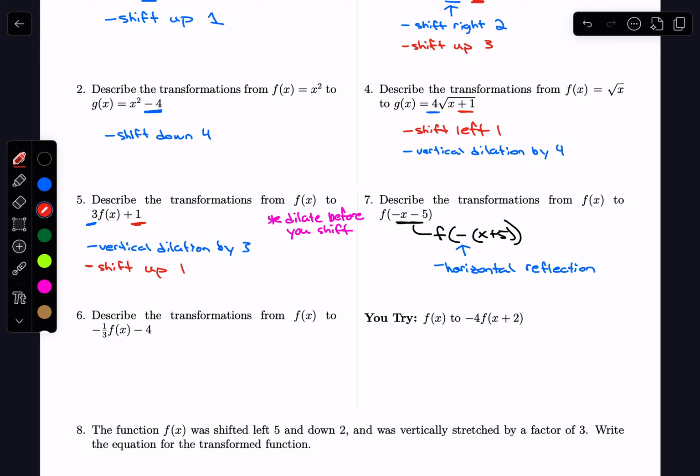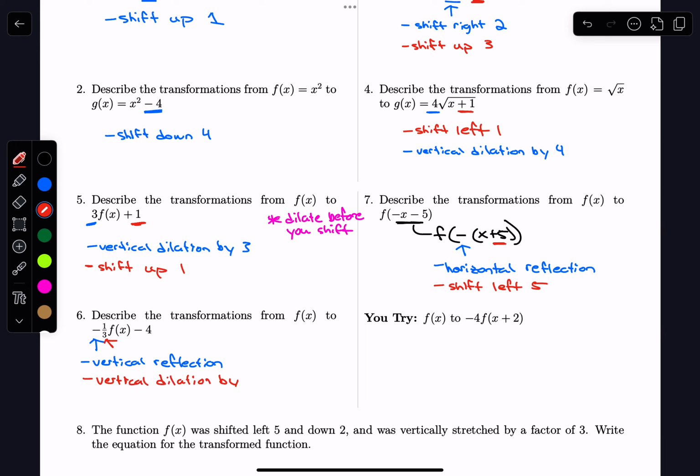All right, number 6, we're going from f of x to negative 1/3 f of x minus 4. So a lot's happening here. We have this negative sign in front, which is a vertical reflection. Then we have the 1/3 right here, which is a vertical dilation. And then we have the minus 4 in the back, and the minus 4 is a shift down 4.